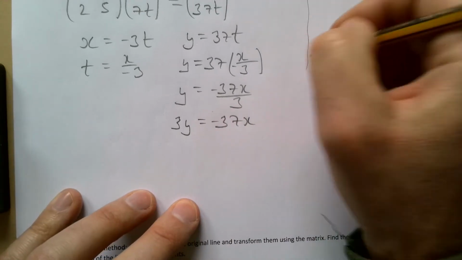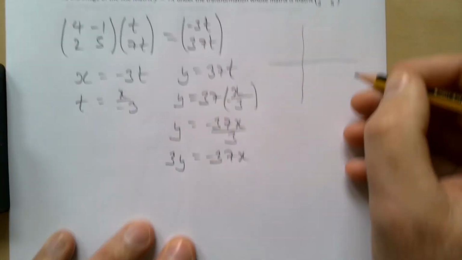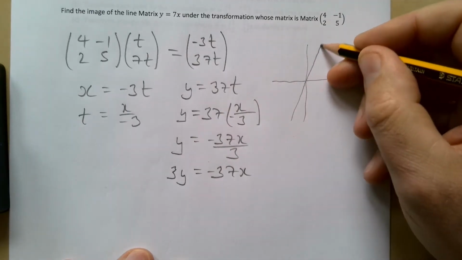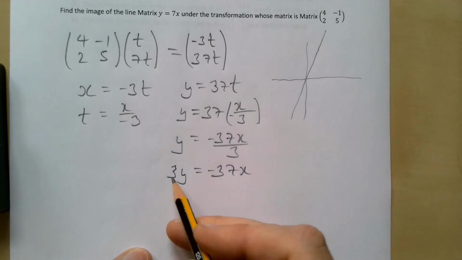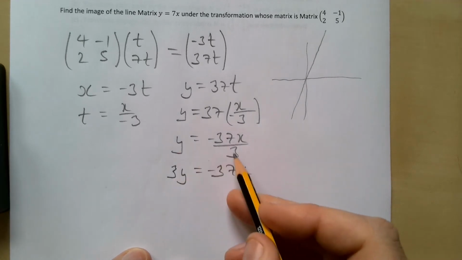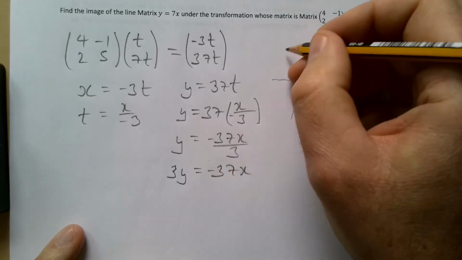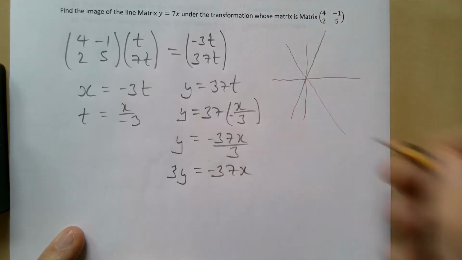So this is a silly idea to try and draw, but y equals 7x is a reasonably steep line going up like that. And then y is minus 37 over 3 x. So what's a gradient of kind of minus 12-ish? And going through the origin, and they all kind of land on there.